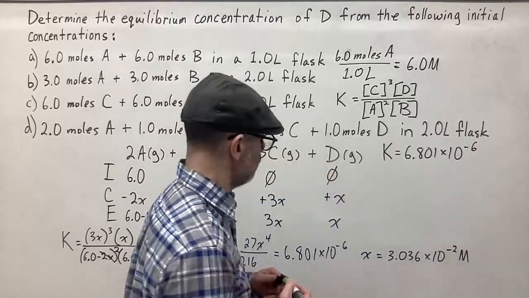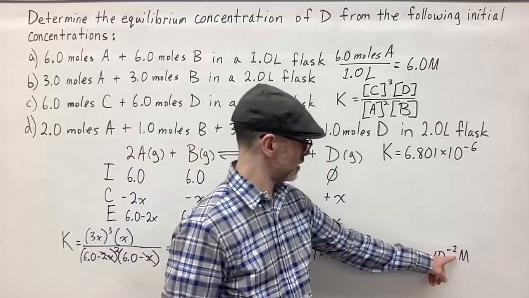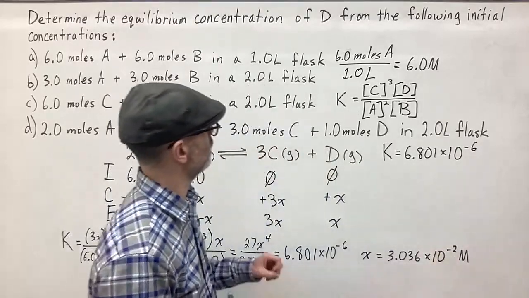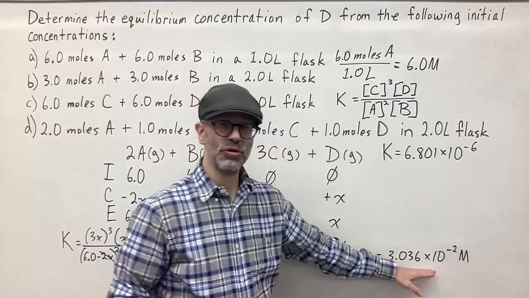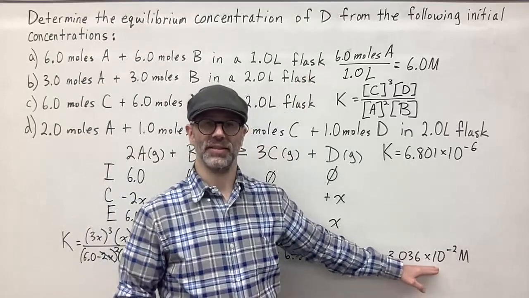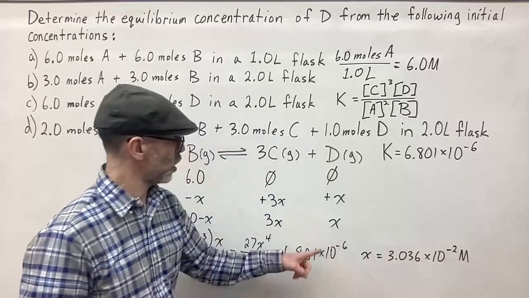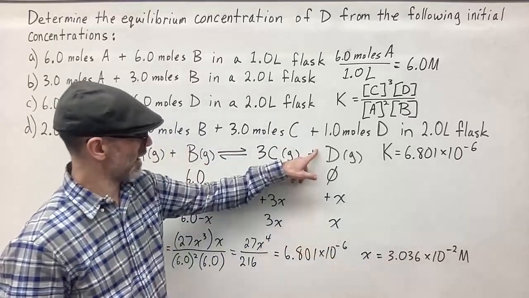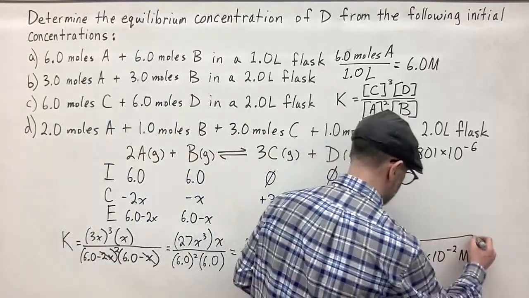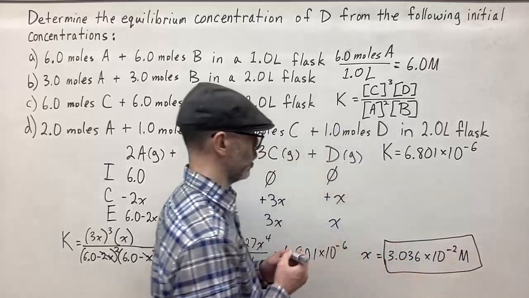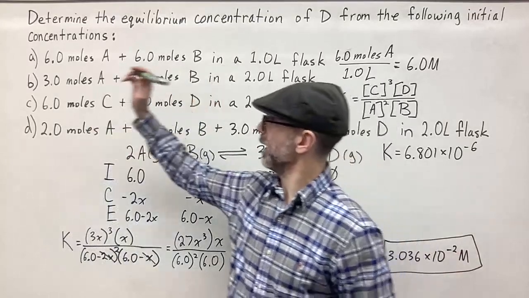molar. And so, since we now found x, you'll see that x is much smaller than the original concentration. And if you do the 5% rule, we'll find that that's definitely less than 5% error here. And so, since x is the concentration of D, this is our concentration at equilibrium for D. So that is the answer for part A.